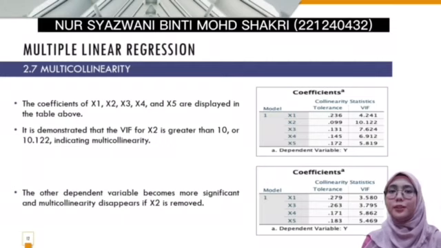Next is multicollinearity. The coefficients of x1, x2, x3, x4, and x5 are displayed in the table above. It is demonstrated that the VIF for x2 is greater than 10, at 10.122, indicating multicollinearity. The other independent variables become more significant and multicollinearity disappears if x2 is removed.